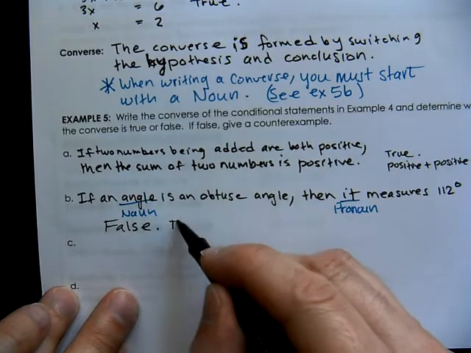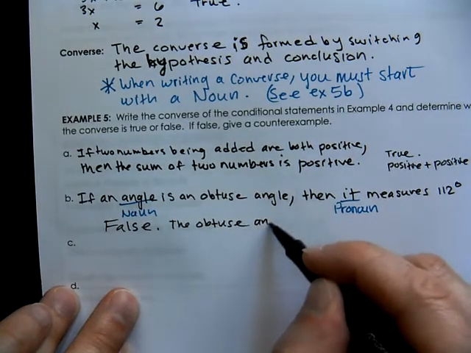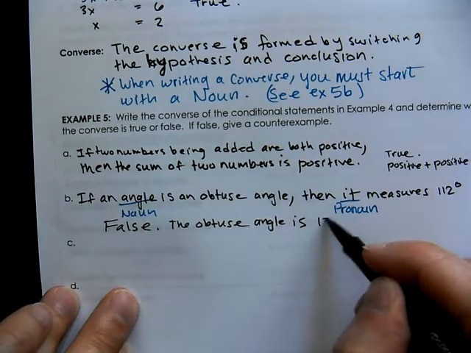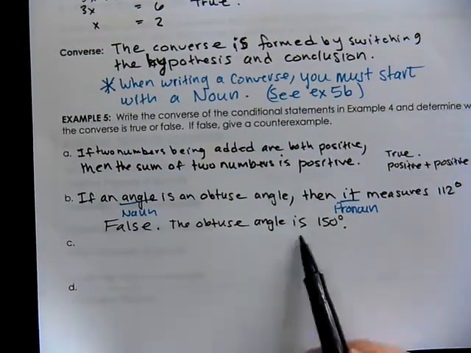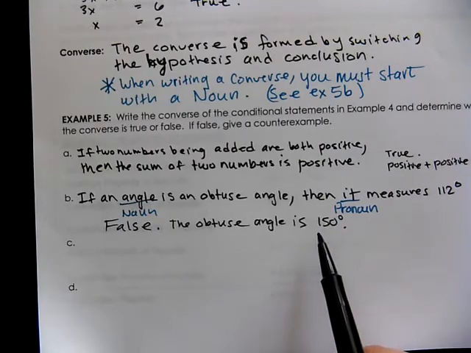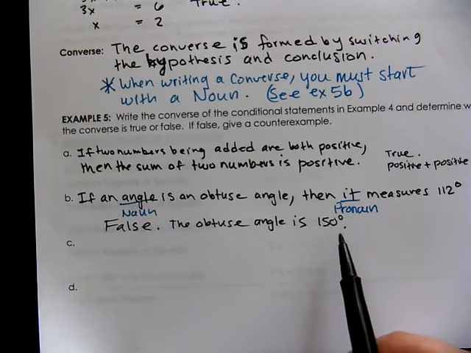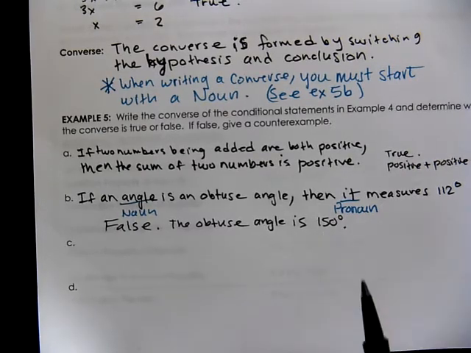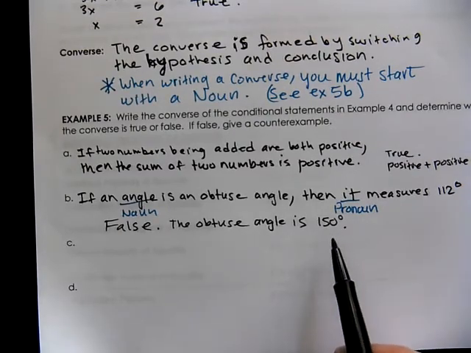You could say the obtuse angle is 150 degrees. You just kind of make up a number that is within the range, but we're just claiming one other size. So don't say it could be something else. That's too vague. Don't say it could be an angle between 90 and 180. That's too broad of a range. Give a specific example. You're claiming it's something else. No, no, no. The angle is 150 degrees.